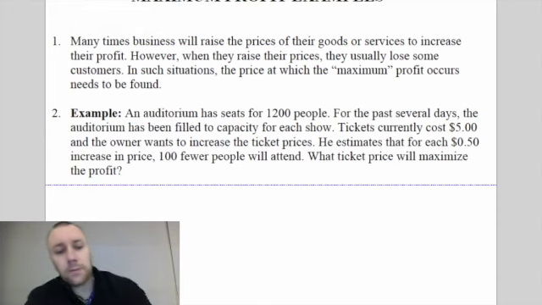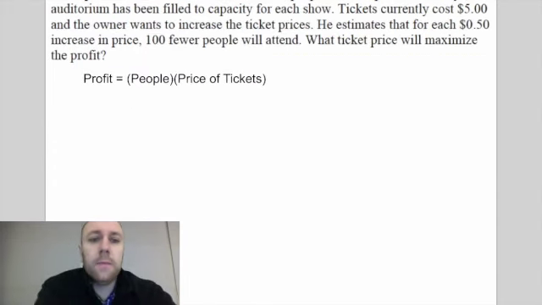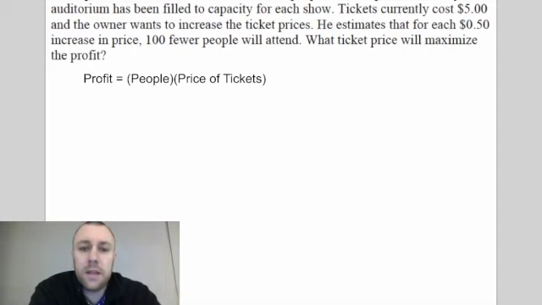And if they decrease the price, you usually get more people that buy it. So in this example, we have 1,200 people that can be seated in this auditorium, and it's been full. So that's good. But because it's full, this owner wants to take the cost of the tickets at $5 and increase it. So he's guessing that if you increase it 50 cents, then 100 people are not going to come now. So they want to know what ticket price will maximize profit.